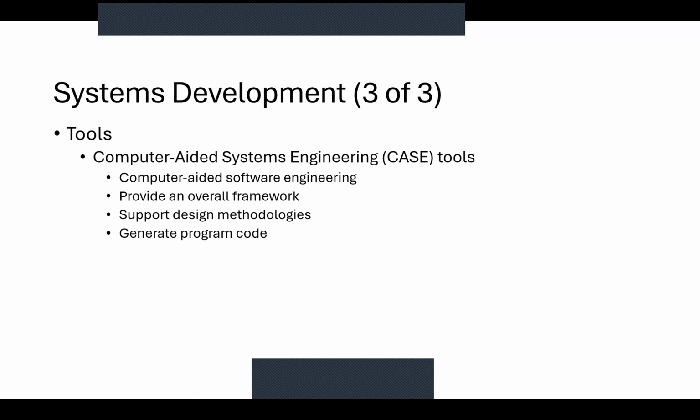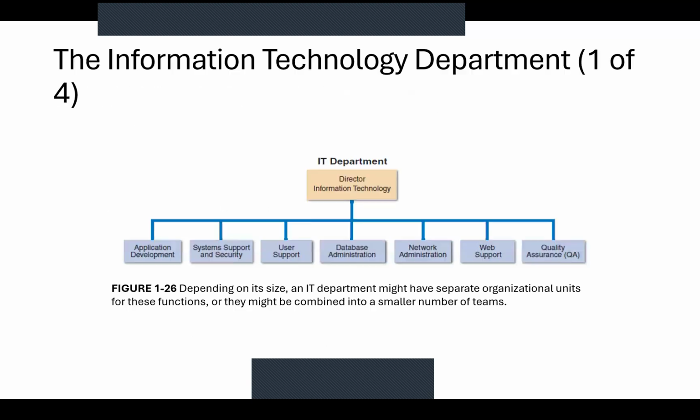So depending upon the size, an information technology department consists of a director, an application development team, a system support and security team, a user support team, a database administration team, network administration, web support, quality assurance, etc. So depending upon the size of an organization, an IT project or system development would involve various teams that are listed on the slide.